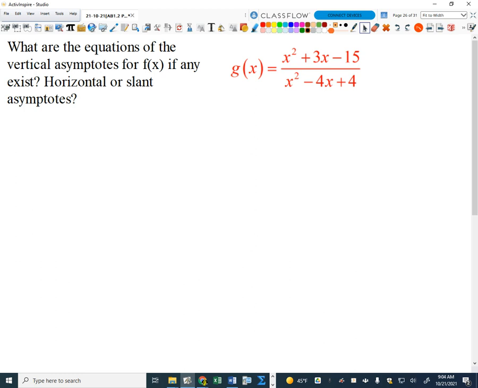You guys tell me, do we need to do this one or not? You're going to see questions like this. What are the equations of the vertical asymptotes, if any, or horizontal or slant asymptotes? So what am I going to do here? How am I going to find if there are vertical asymptotes? He'll give me a quick summary.